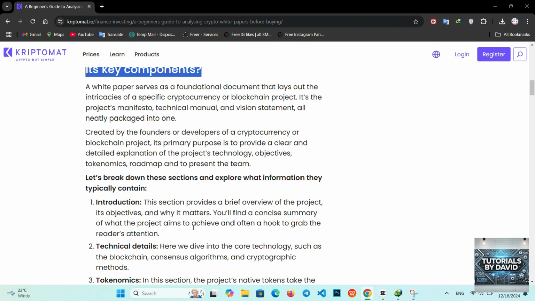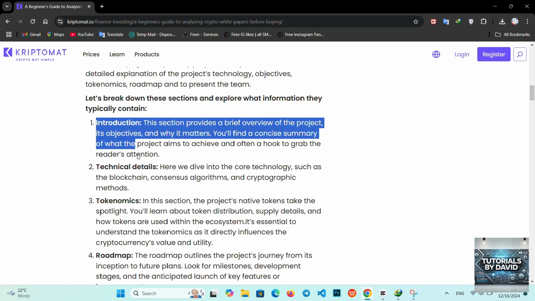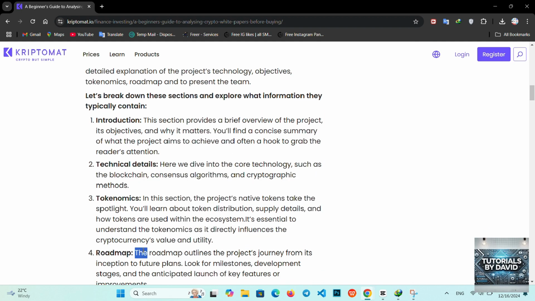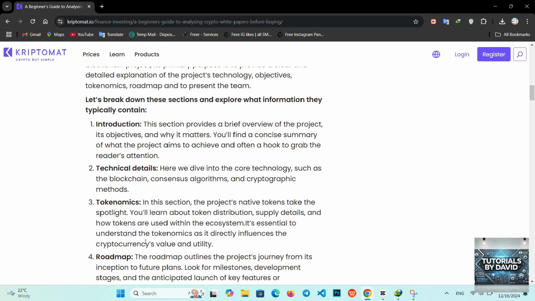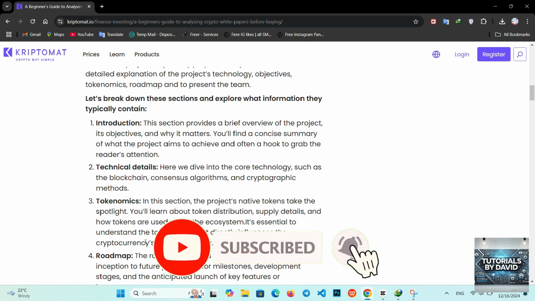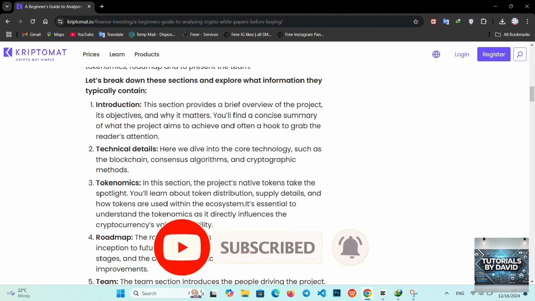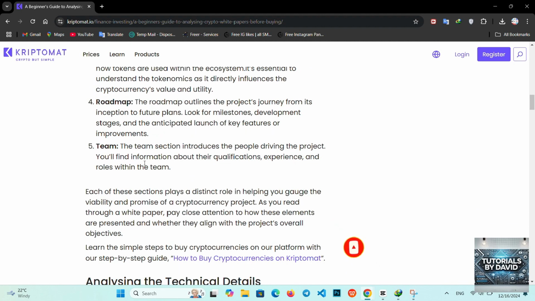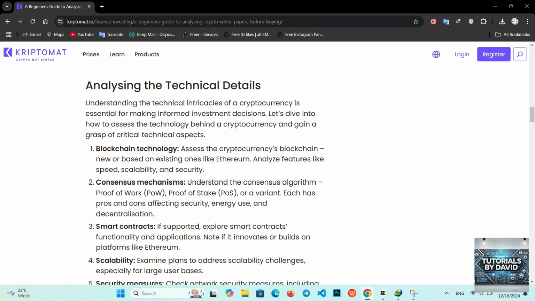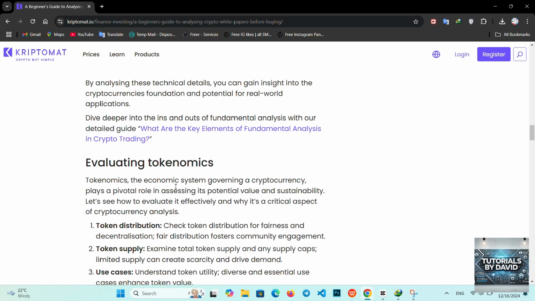Dive into the technical details, such as the blockchain architecture, consensus mechanisms, and scalability solutions. Evaluate the team and partnerships for credibility. Check the tokenomics, how tokens are distributed, their utility, and economic sustainability. Lastly, look at the roadmap to gauge the project's feasibility and timeline.